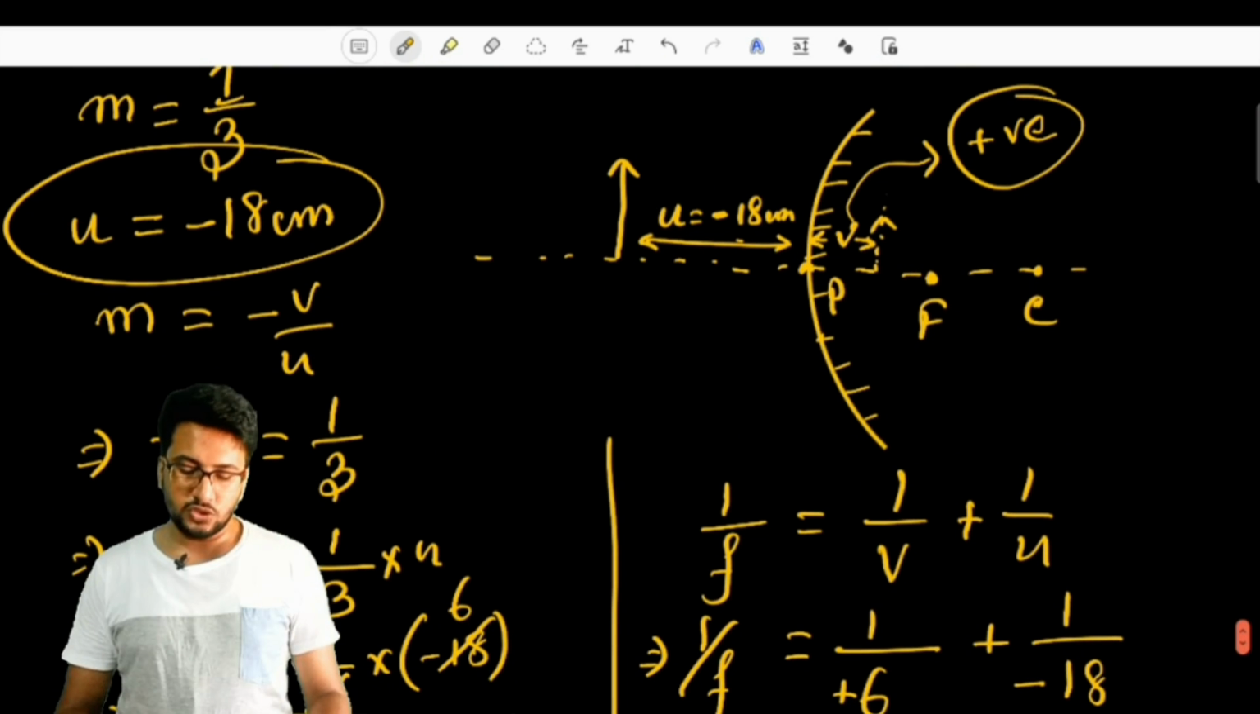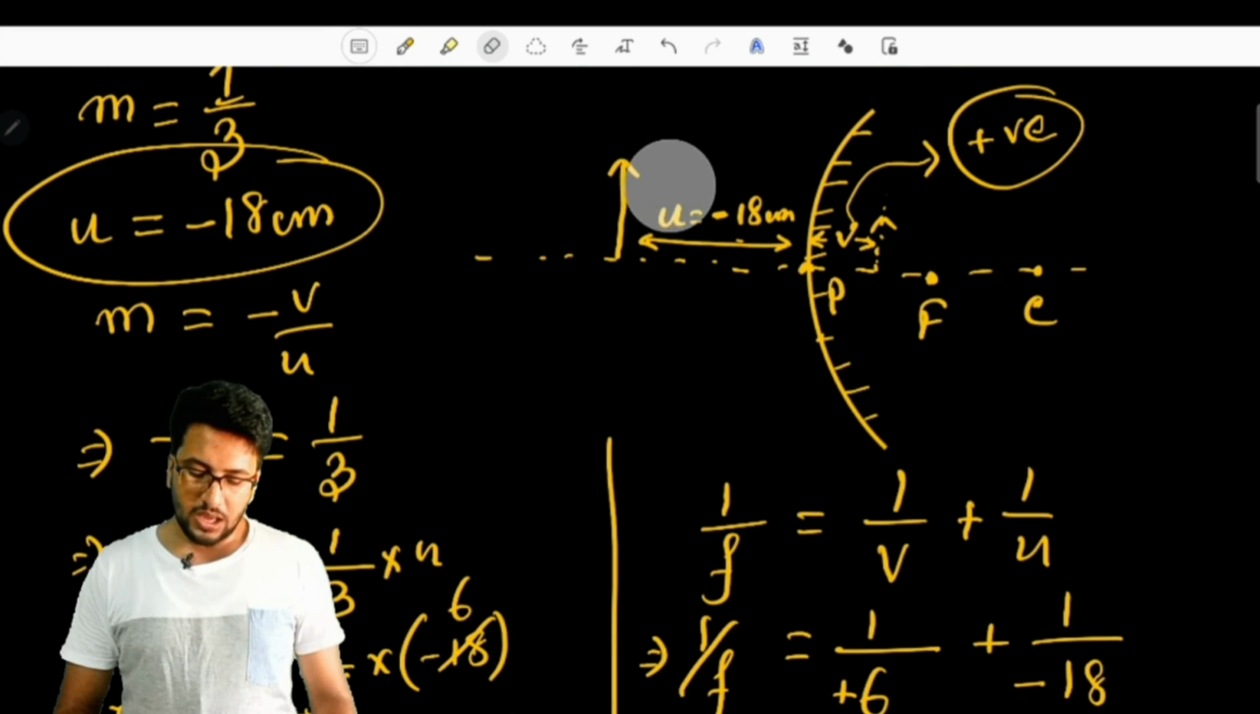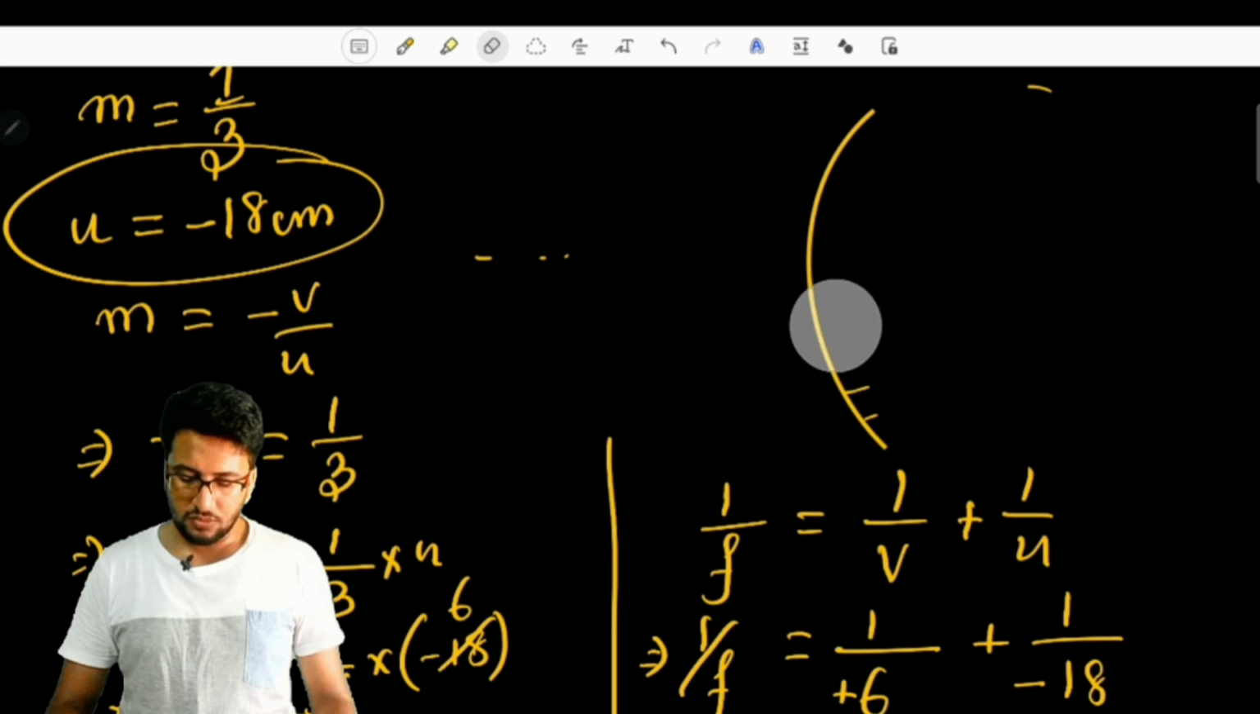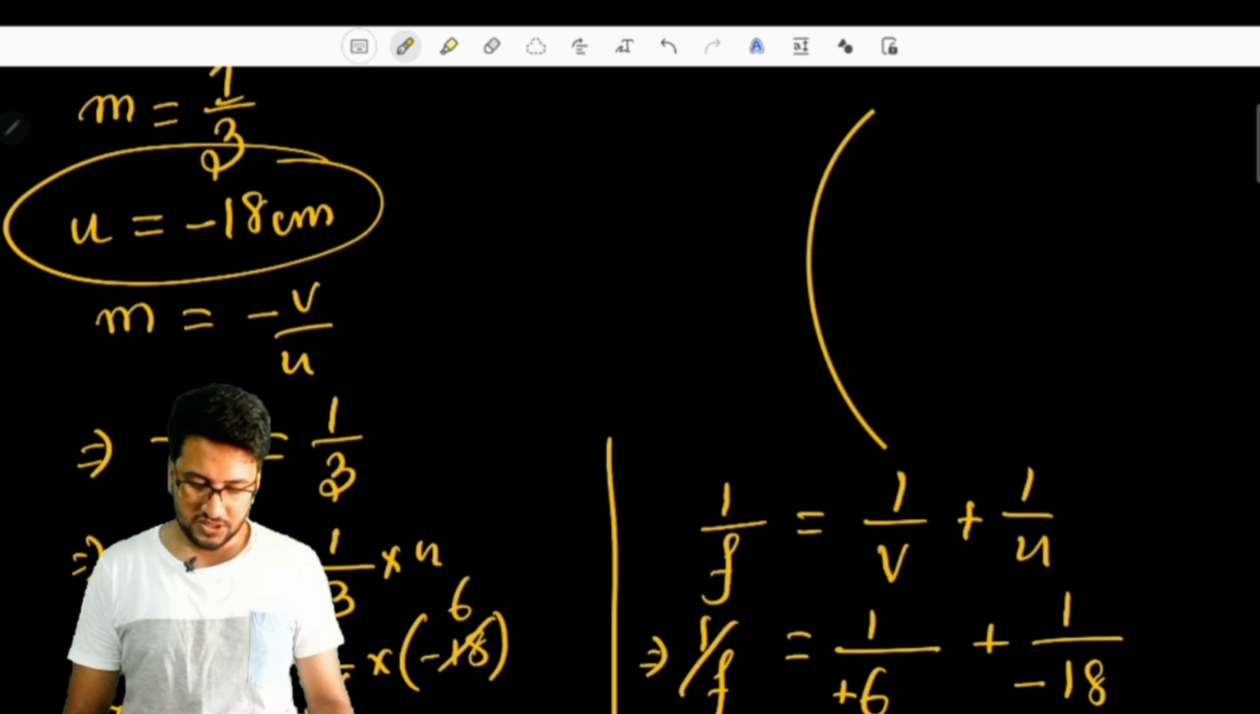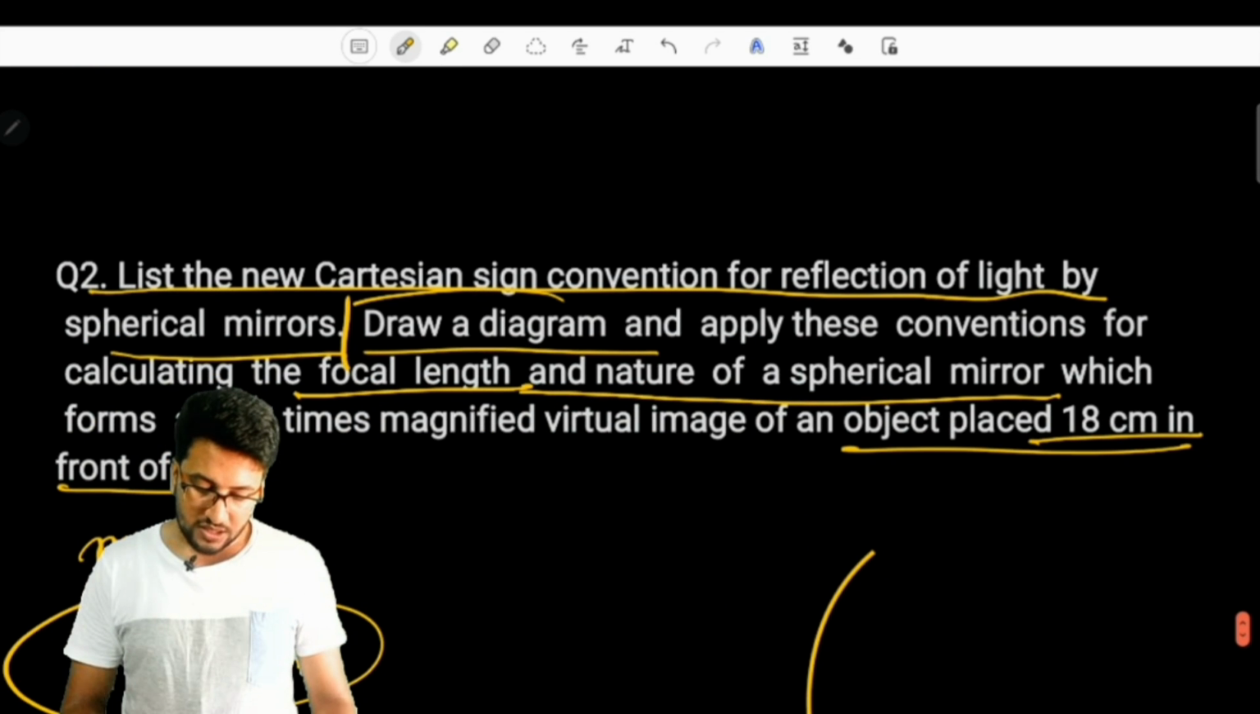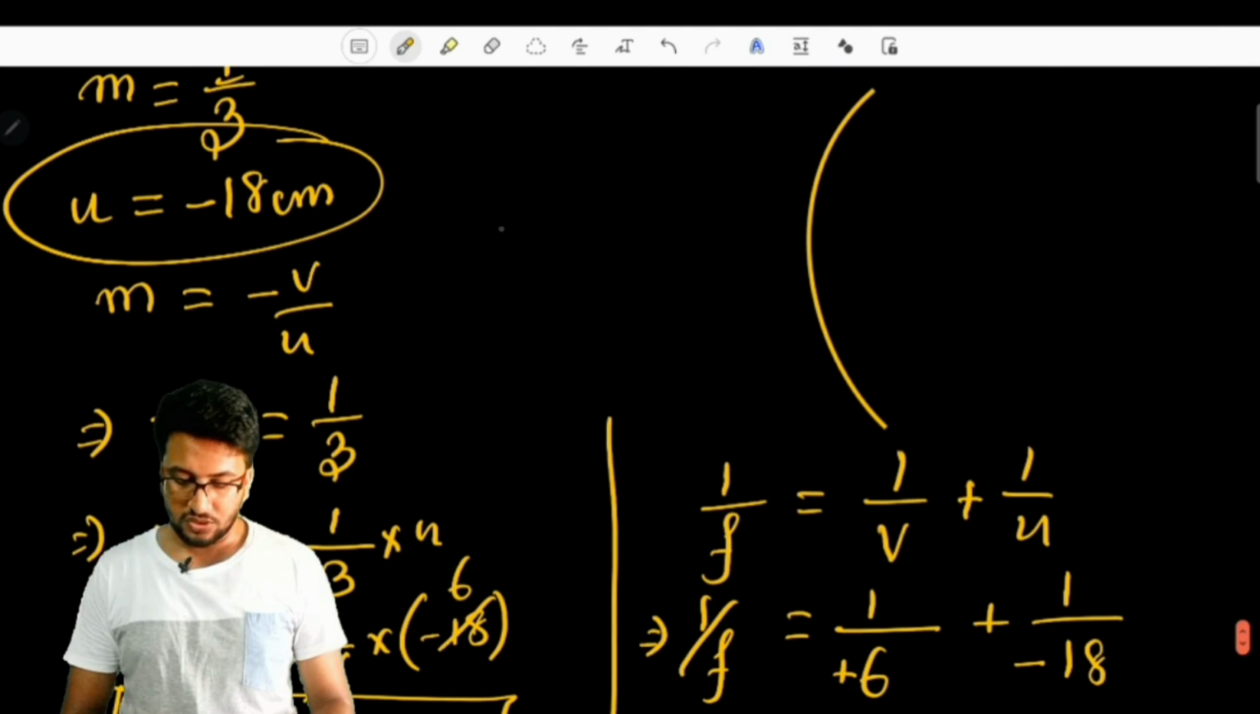So how will the image be formed in this case? We are here to form the image. Let us see how. It is already mentioned that we need to draw a diagram, so we need to form the ray diagram also.